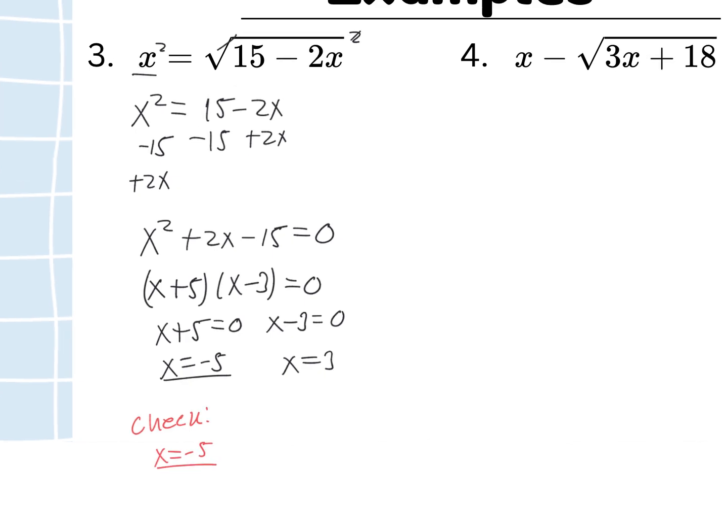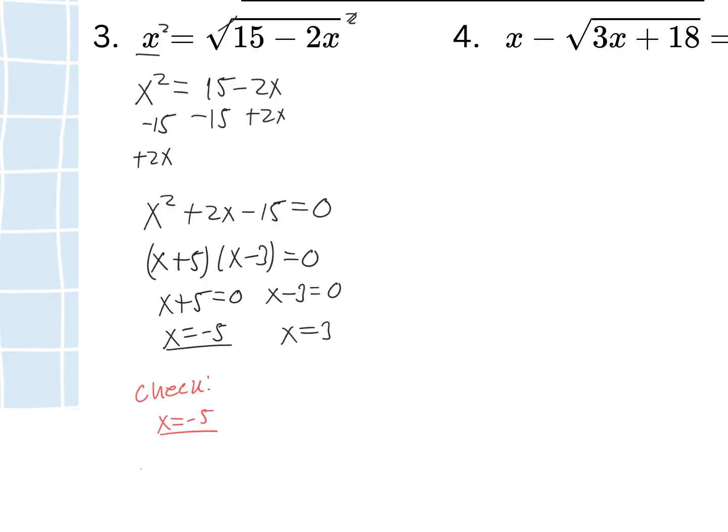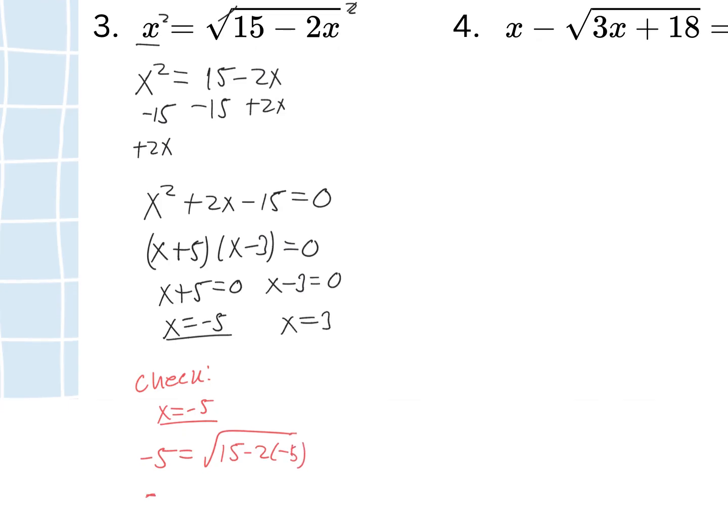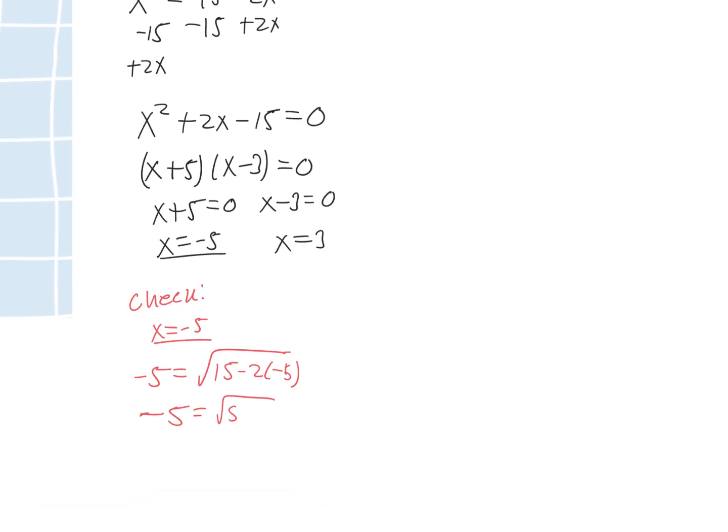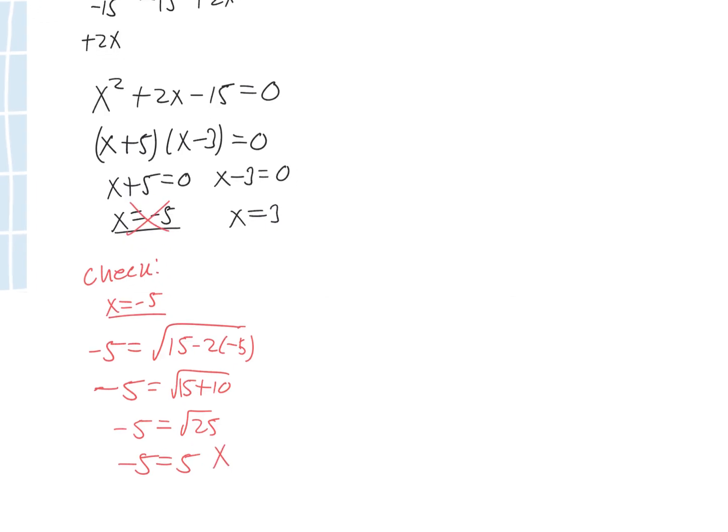When you check x equals negative 5, we get negative 5 equals the square root of 15 minus 2 times negative 5. And then we get negative 5 equals the square root of 15 plus 10. And then we get negative 5 equals the square root of 25. And then we see that this isn't true. Negative 5 equals 5, that's a false statement. So x equals negative 5 is not a valid solution.